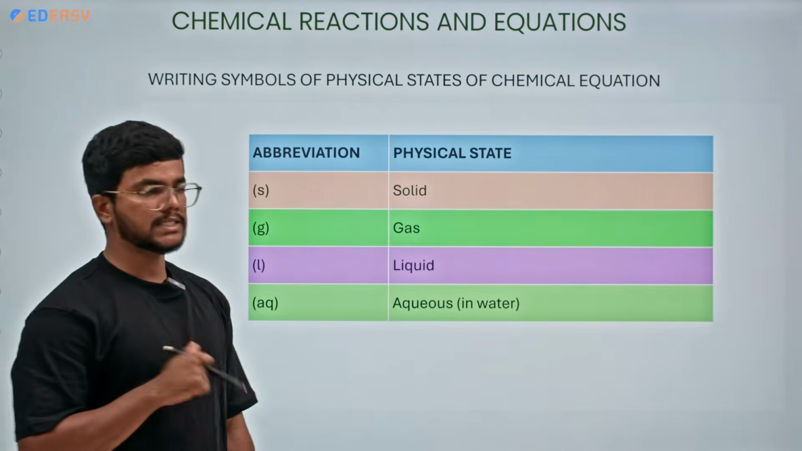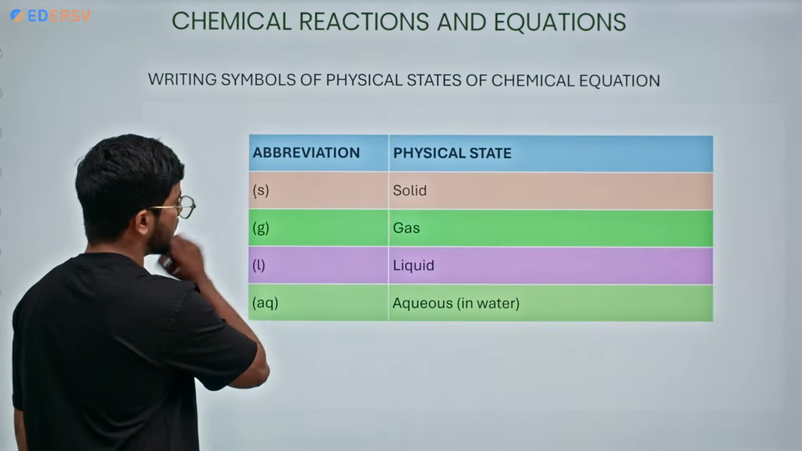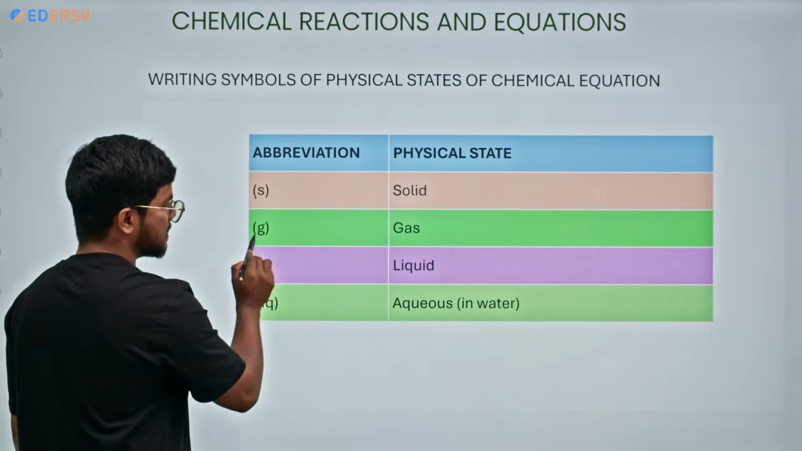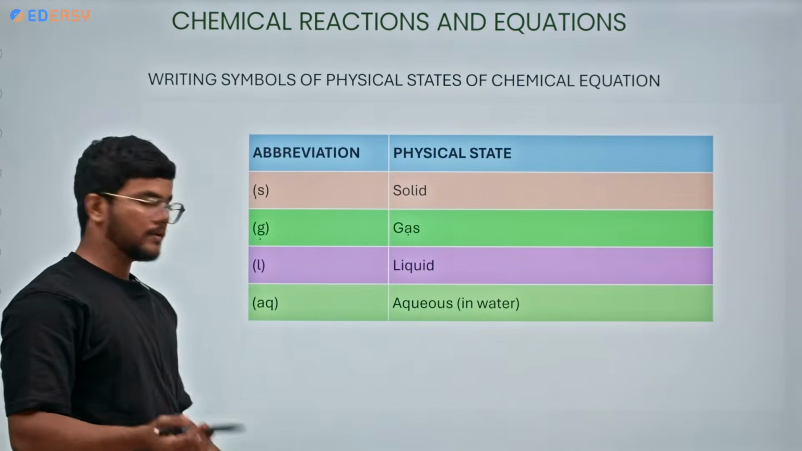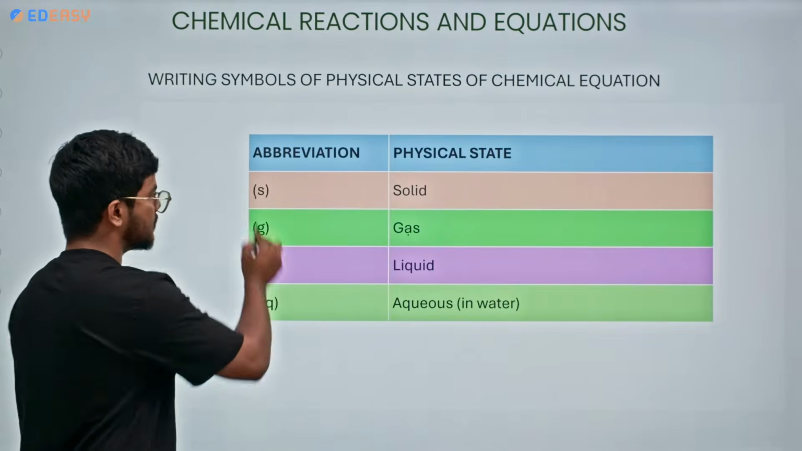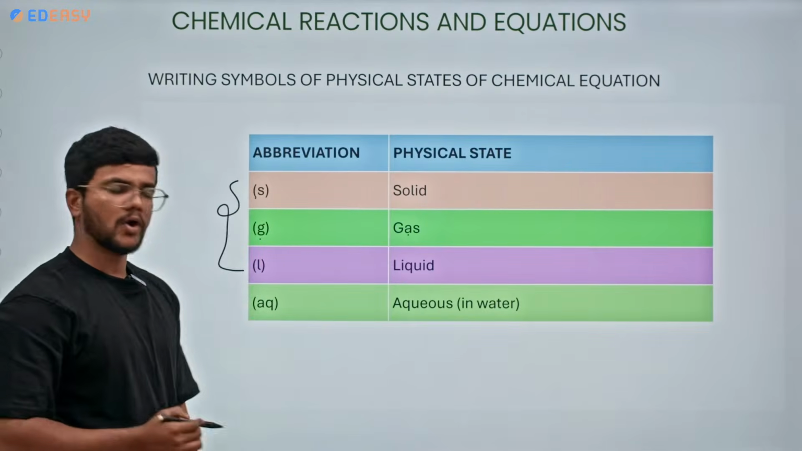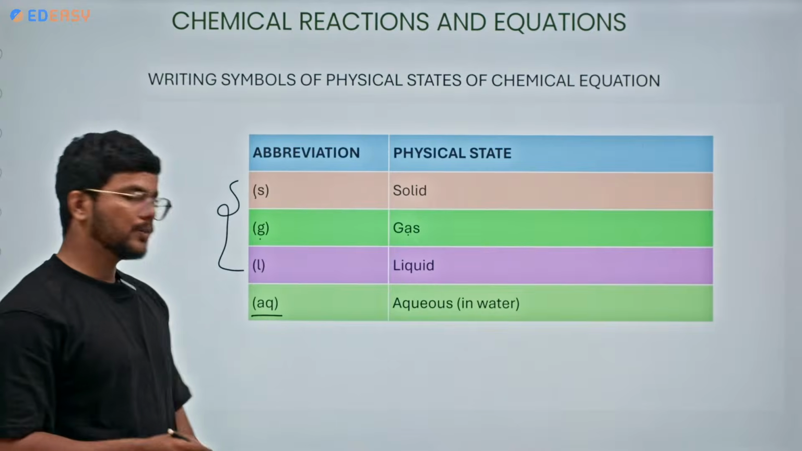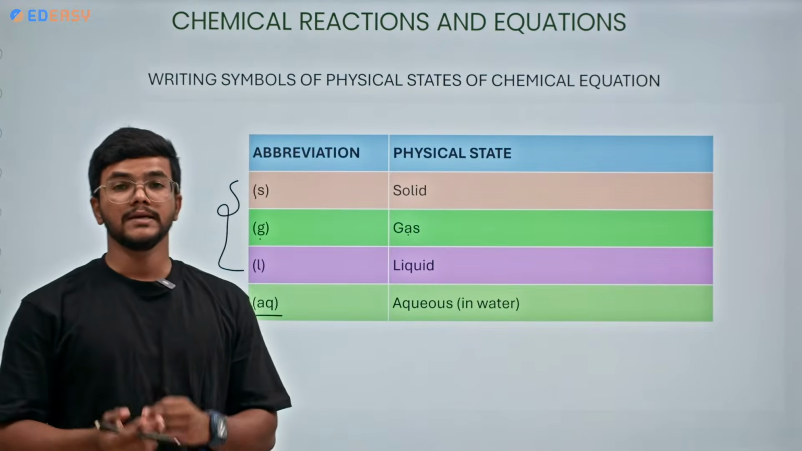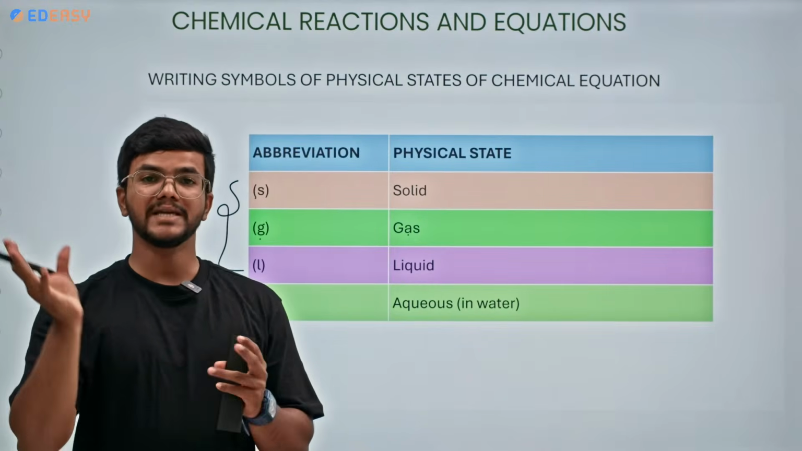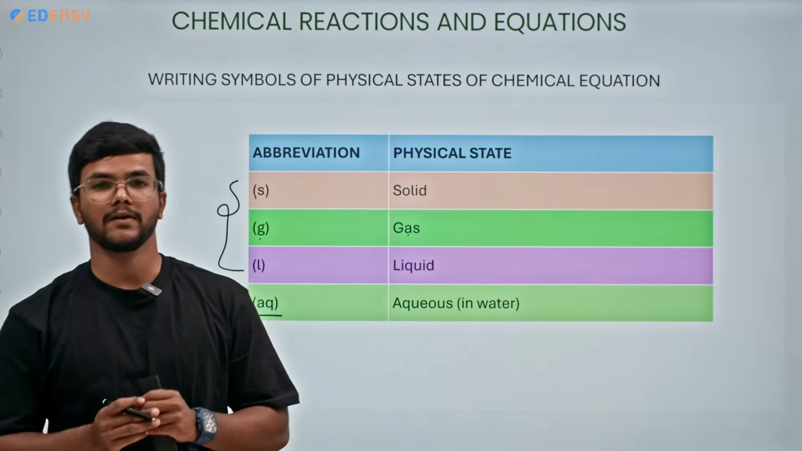What are these terms? S is nothing but solid, g is gaseous, and l is liquid. So we know these three. But what is the meaning of aq? Aq is aqueous. Whenever a solid is mixed in water, it is called aqueous.